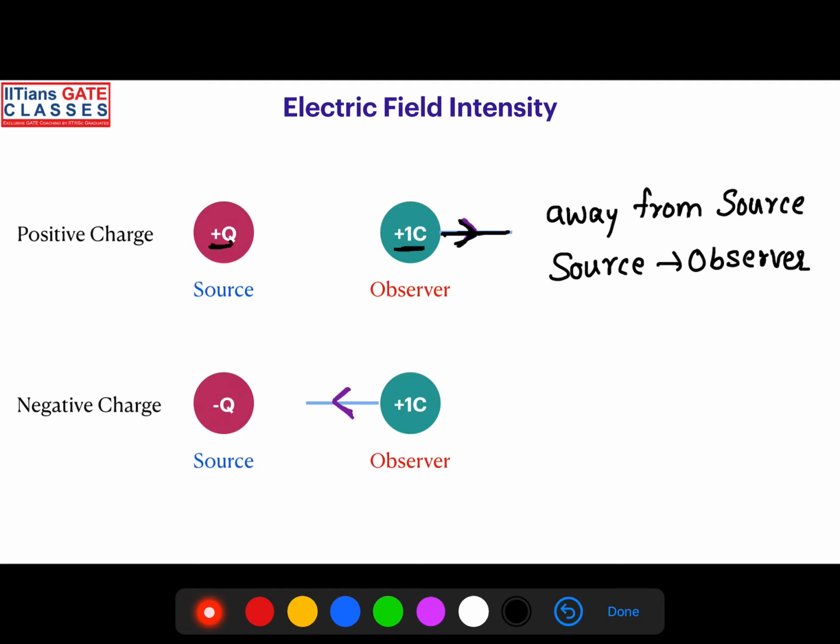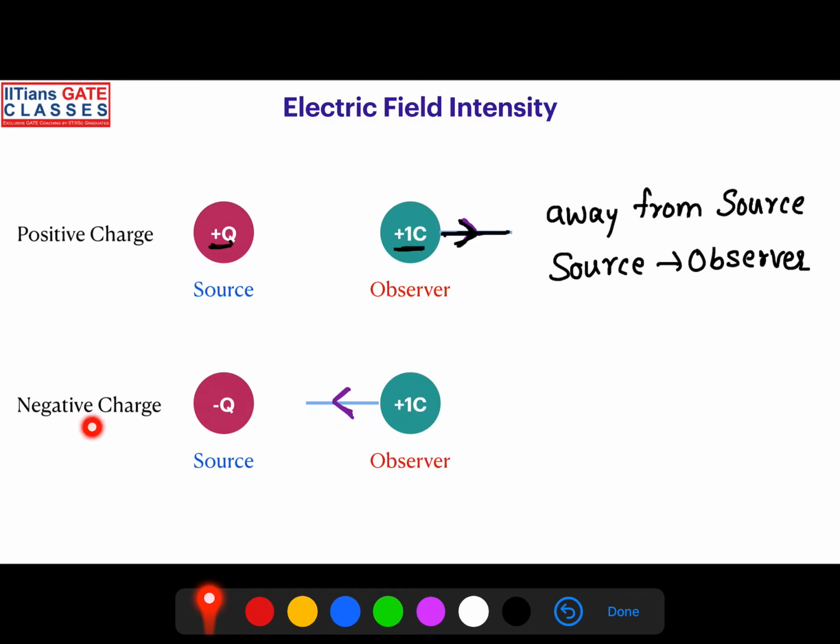And consider the next case when the charge is negative. What will happen when the charge is negative? You know that at the observer a unit positive charge is already placed. So the observer is of positive polarity and the source is of negative polarity. So what will happen now? The observer tries to move towards the source. There exists attraction between these two charges.